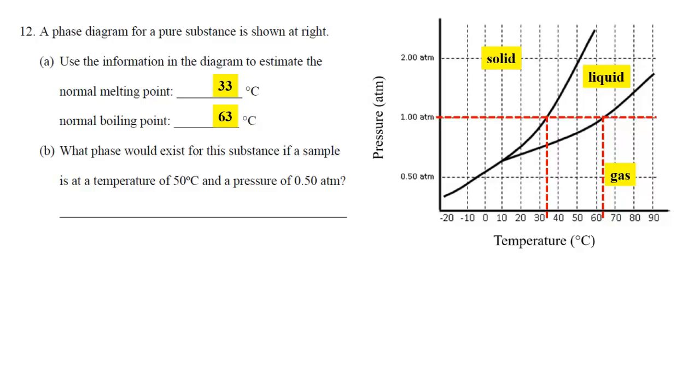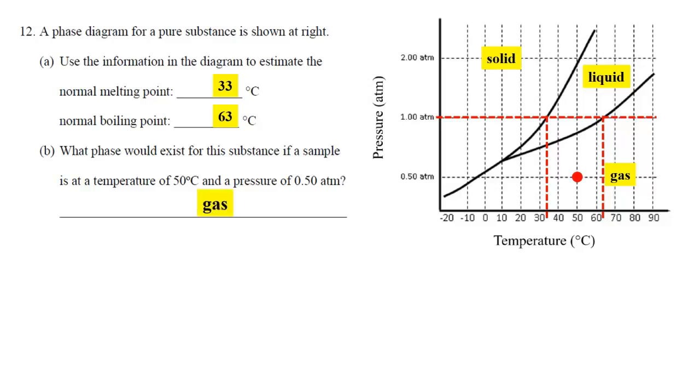So on to part B of this question. What phase would exist for this substance if a sample is at a temperature of 50 degrees Celsius? That would be either a gas or a liquid, just based on 50 degrees Celsius, but it says a pressure of 0.50 atmospheres. I'm going to make a little dot on the curve at a temperature of 50 degrees Celsius and a pressure of 0.50 atmospheres. So it's going to be right there on the diagram, would be in the region labeled as gas. So my answer to part B would be a gas.